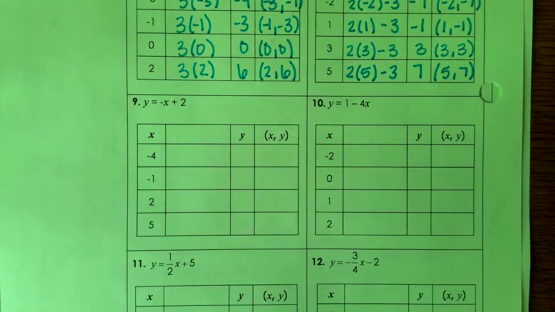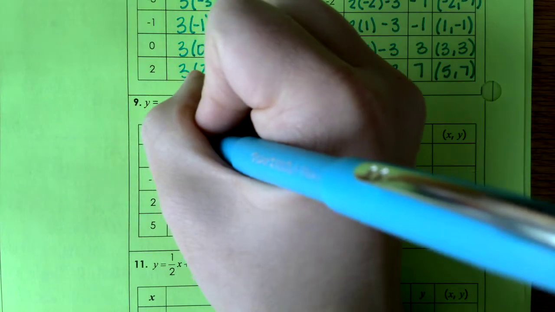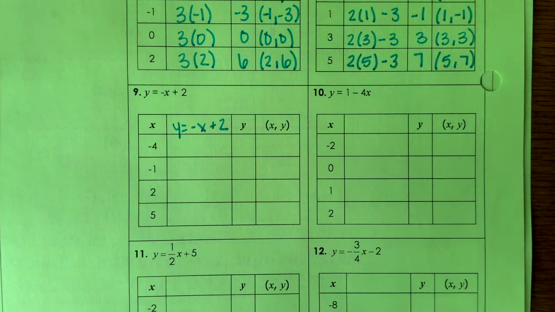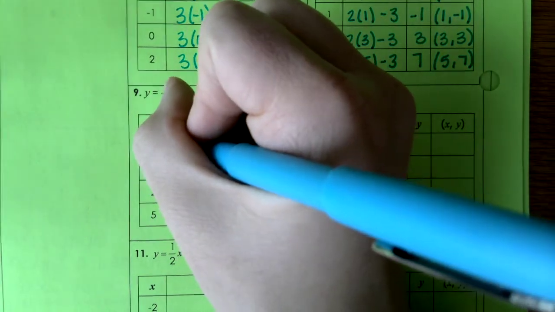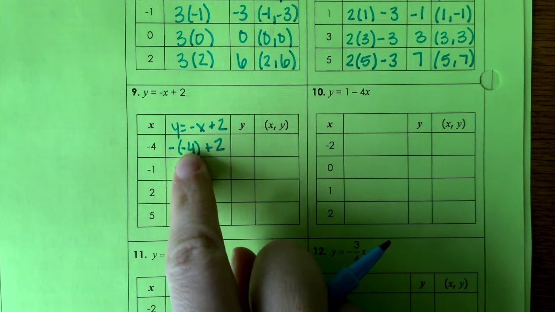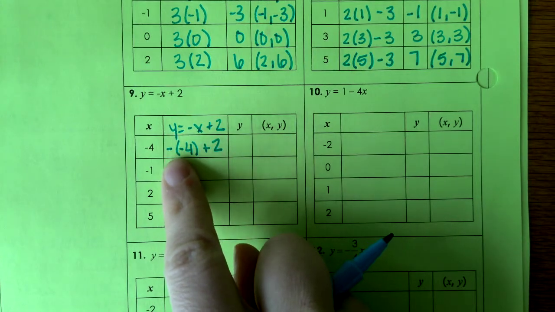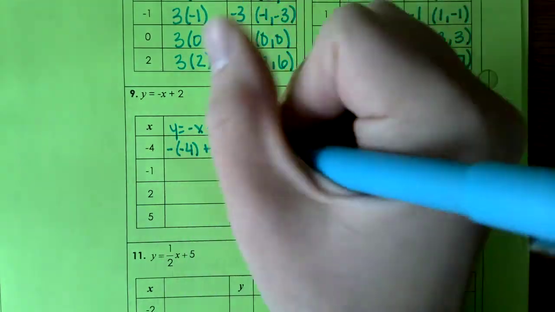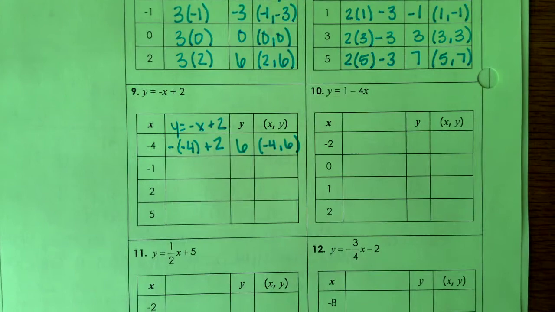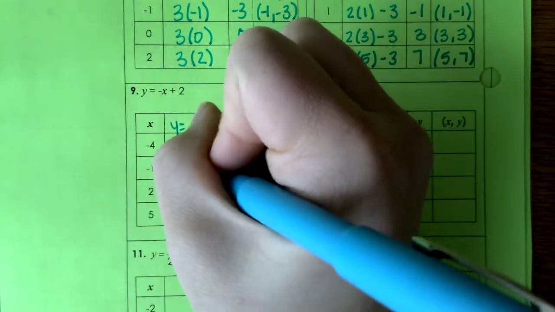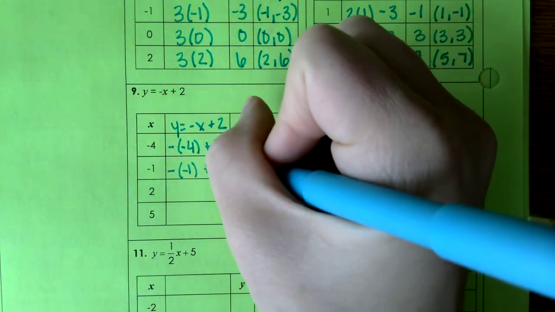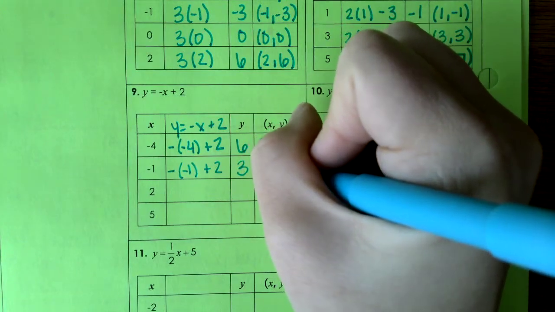So on number 9 here, I have y equals negative x plus 2. Well, it's super important when we have a negative involved that we are using parentheses. So I'm going to have negative negative 4 plus 2. Well, I have a negative times a negative, so that's going to cancel out and now give me a positive 4. And positive 4 plus 2 is 6. So I'm going to have negative 4, 6. Now I have negative negative 1 plus 2. So negative times a negative is a positive. 1 plus 2 is going to give me 3. So I'm going to have negative 1, 3.